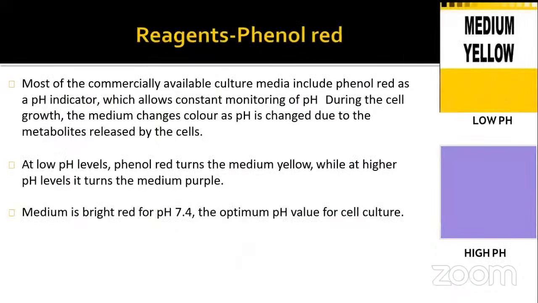We can see here. Then the indicator. Okay, this is phenol red. Most of the commercially available culture media use phenol red as a pH indicator, which allows the monitoring of the pH. If the pH changes, we can see the color change. At low pH levels, phenol red turns yellow, while at higher pH, it will be purple. And if it is at neutral pH, it will be bright red in color.